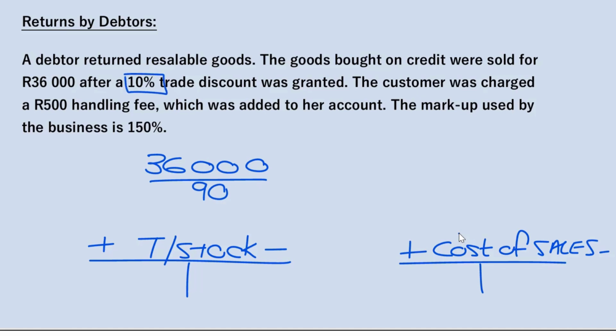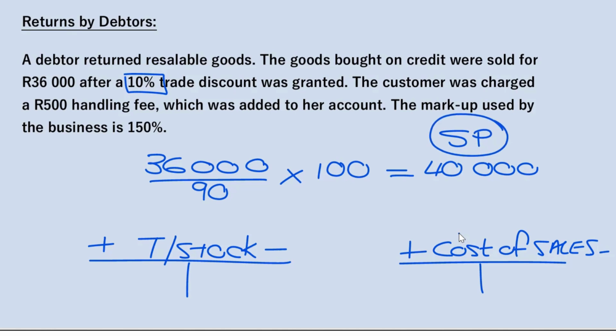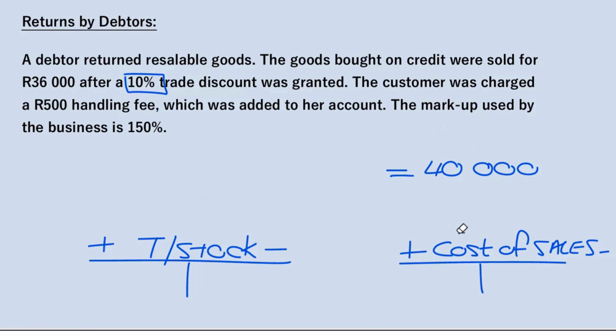Yes, so we divide by what we are and we times the 100 by what we want to be, which is 100. Now, if you put that in your calculator, you get 40,000. 40,000, which is the original selling price before the discount. Okay, so now we can actually work out the cost of sales. So now we've got the markup and we know that it's 150%. So you have to use that with the 40,000 and then get to your original price.